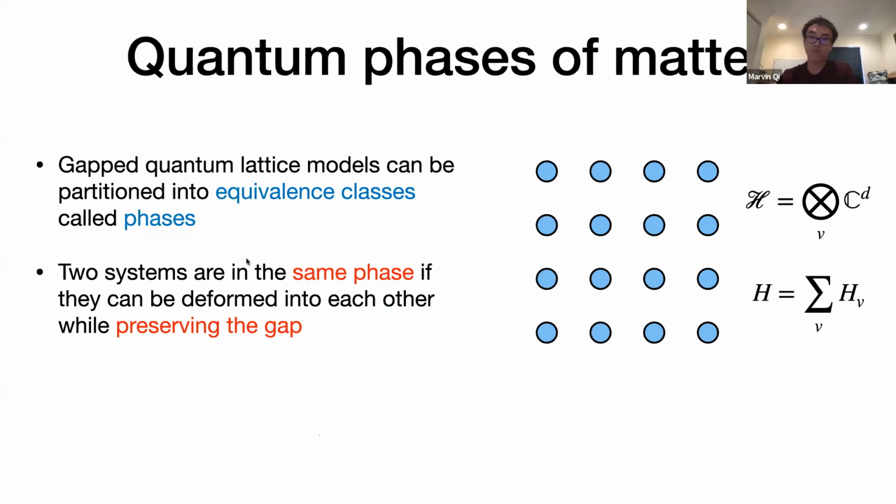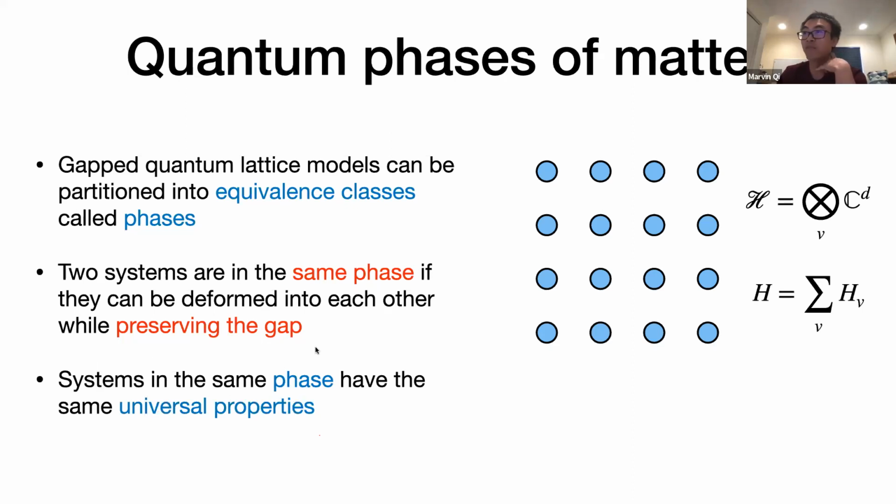And the reason why this is useful is that systems that are in the same phase have the same universal properties. This could be taken as a definition of what a universal property is: it's just something that stays the same within each phase. But these are things that typically we're interested in, such as braiding statistics or the presence of edge modes and stuff like that. So understanding quantum phases of matter is like trying to understand what the phases are and what the universal properties are.